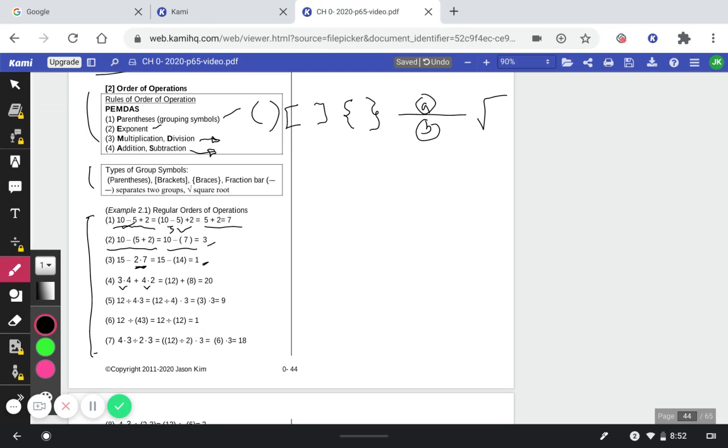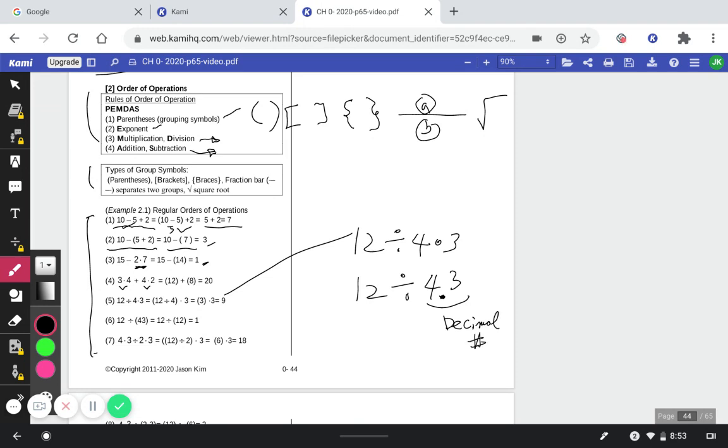Number 5, how about 12 divided by 4 times 3? Okay. Don't confuse 12 divided by 4 times 3 with 12 divided by 4.3. If the point is at the bottom, that means it's a decimal number. But if the point is in the middle, a dot, that means it's a multiplication.